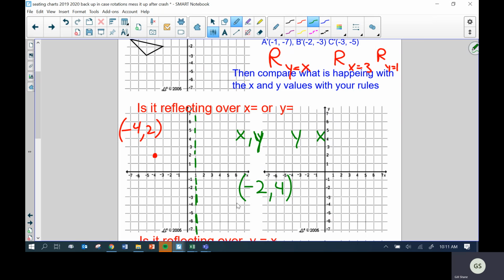They also flipped the sign of the first, or it was the second one, now it's the first one. So they also flipped the sign of that one. Anything else?